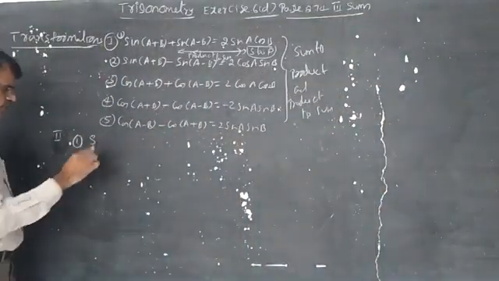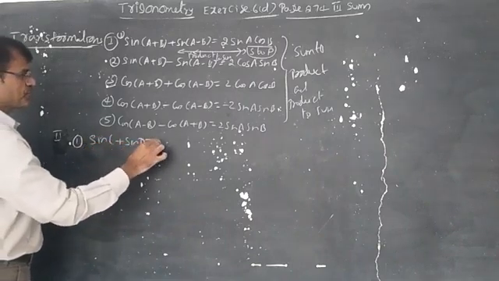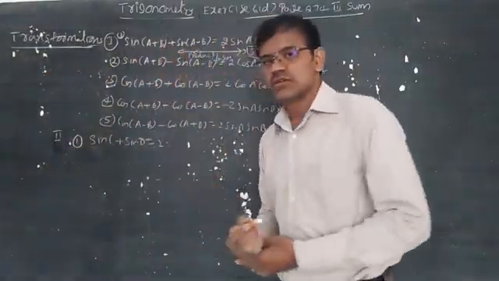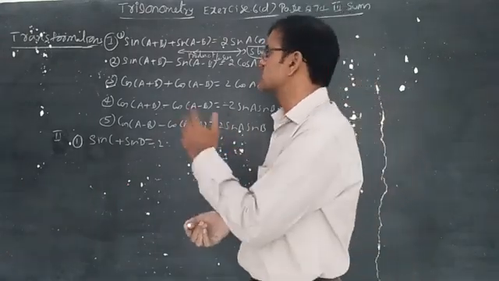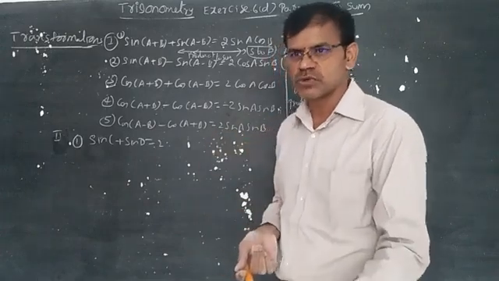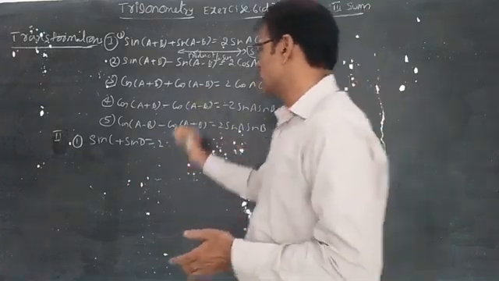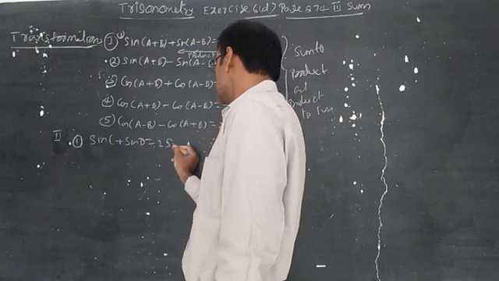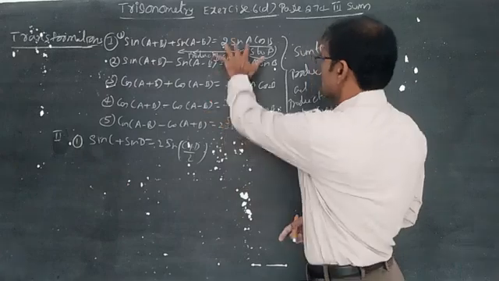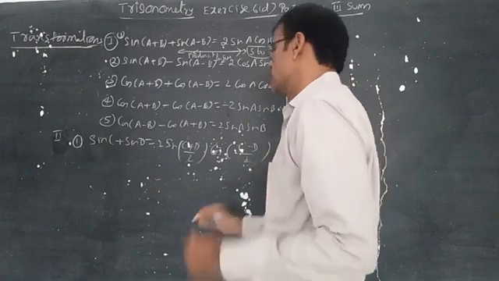In second Roman, first one, the formula sin c plus sin d. Here you should think a plus b is equal to c and a minus b is equal to d. So a plus b plus a minus b becomes c plus d. So b gets cancelled, 2a becomes c plus d, a becomes (c plus d) by 2. In the similar way, a minus b becomes d, so b becomes (c minus d) by 2. So sin c plus sin d is 2 sin of (c plus d) by 2 into cos of (c minus d) by 2.